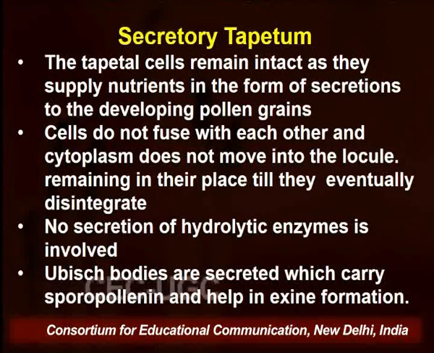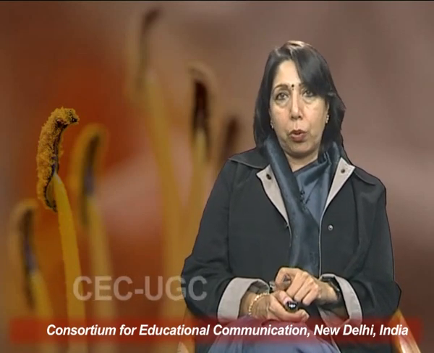Now, a characteristic feature of secretory tapetum is the presence of Ubisch bodies. Now, these Ubisch bodies are a characteristic feature of secretory tapetum. These Ubisch bodies are present in cells which have secretory tapetum, and they originate as small lipid molecules, and these small rounded bodies are called the pro-Ubisch bodies. Once they get coated with sporopollenin, they are called the Ubisch bodies.